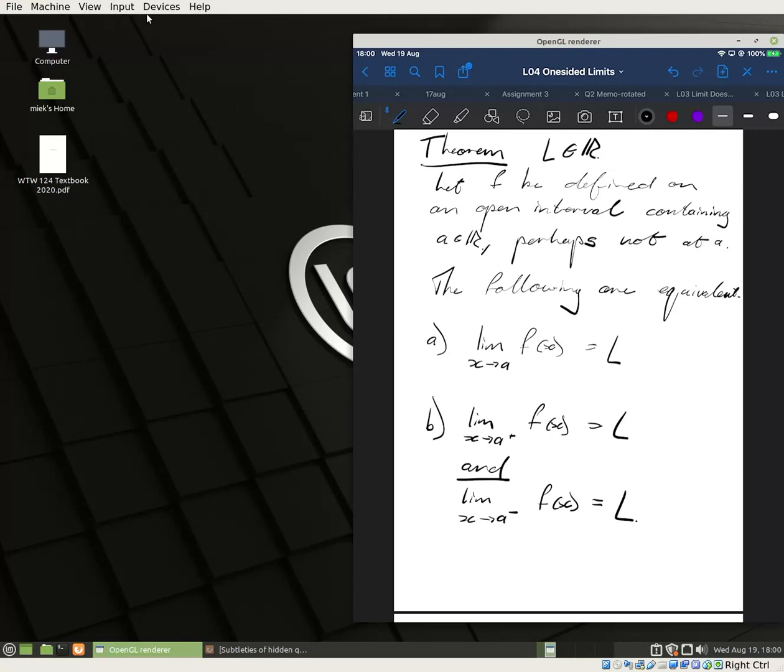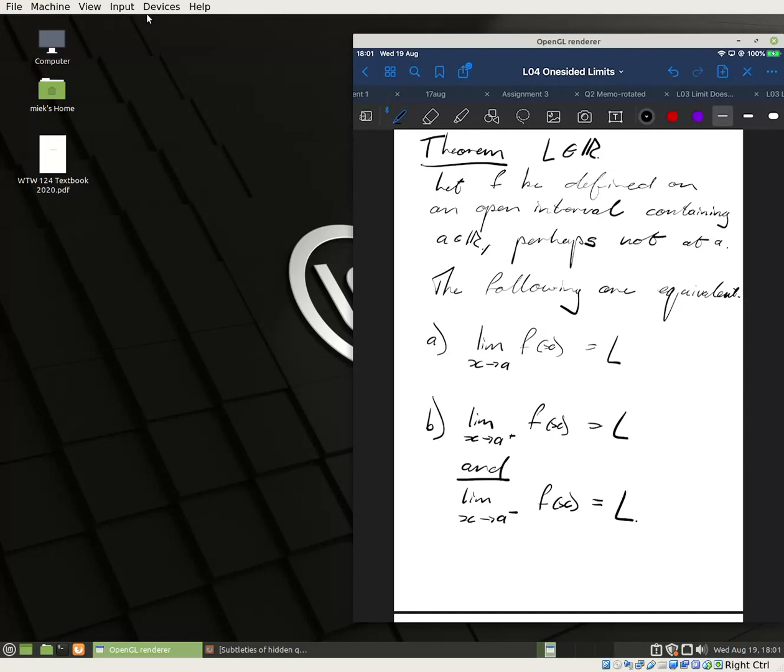Let's take a look at this theorem. So let f be defined on an open interval containing some real number a, but perhaps not at a. Then the following are equivalent. The limit as x tends to a of f of x is equal to L. That statement is equivalent to saying that the right limit as x tends to a from the right of f of x is equal to L, and together with the limit as x tends to a from the left of f of x is equal to L.